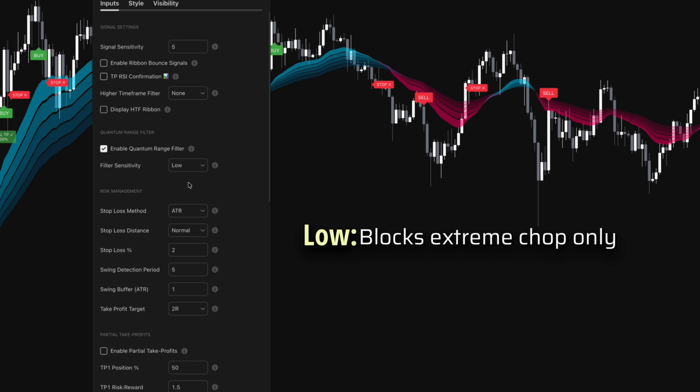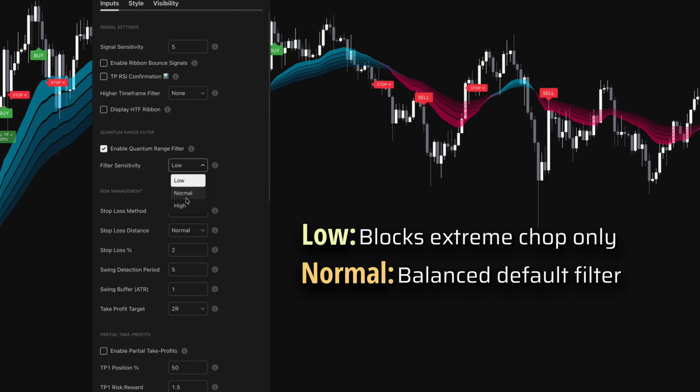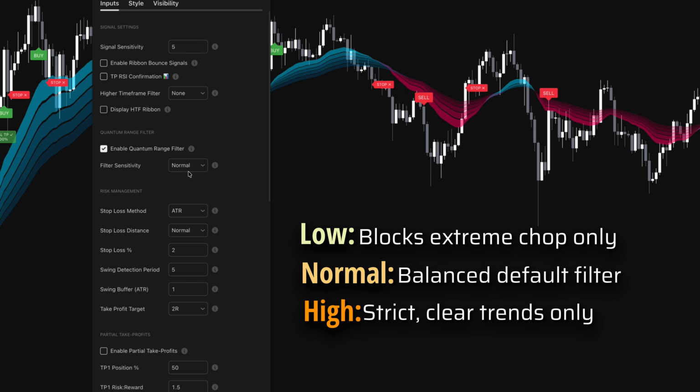3 sensitivity levels. Low only blocks extreme chop. You'll still get most signals. Normal is the balanced default. High is strict, only trades when the market is clearly trending.